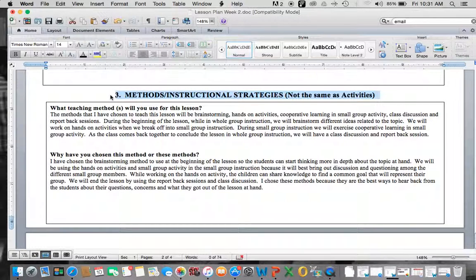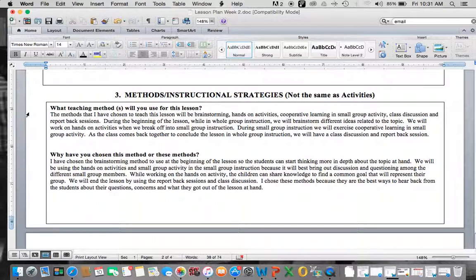Methods or instructional strategies. What teaching methods will you use for this lesson? The methods that I have chosen to teach this lesson will be brainstorming, hands-on activities, cooperative learning and small group activity, class discussion, and report back sessions.